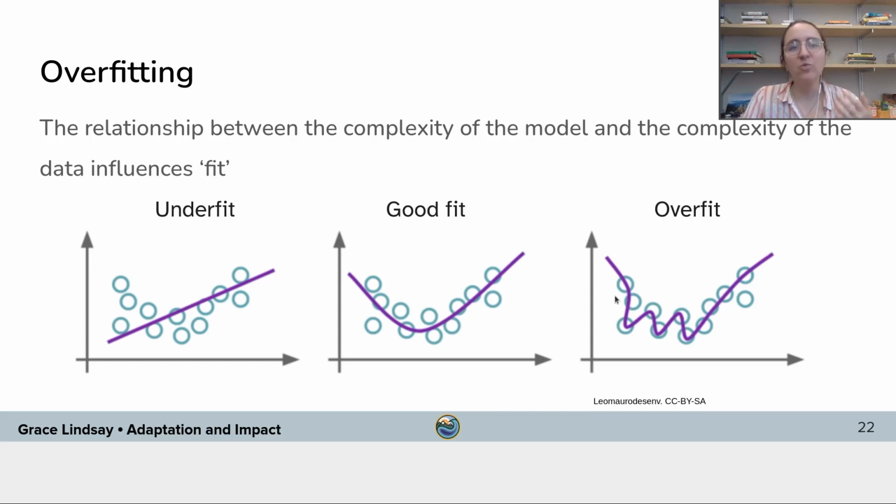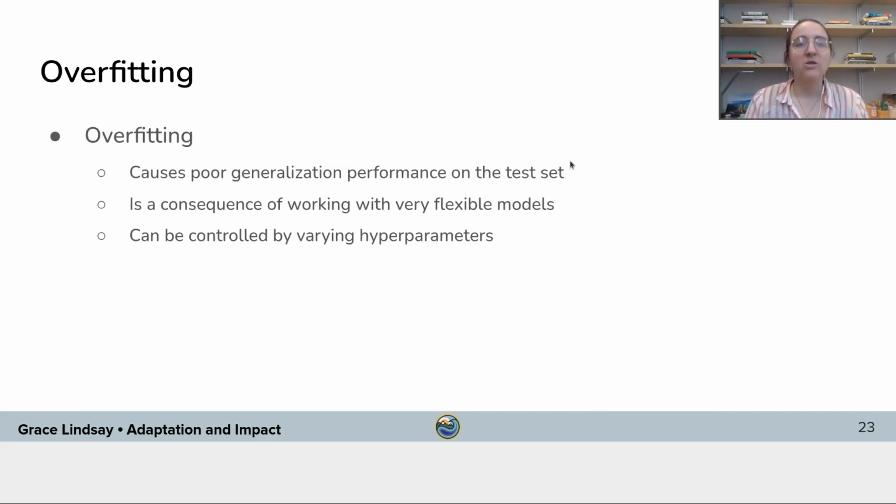So you want to always be careful about matching the complexity of your model to the complexity of your data, which is hard because you don't always know what the true relationship is. But when you have more expressive models like artificial neural networks, they have all these parameters in them. You can get these really deep architectures. They can learn to fit almost any function. And it's really important that you're not actually overfitting to your training data. So overfitting will cause poor generalization on the test set, as I talked about. And it's a consequence of working with very flexible models that have enough parameters to really try to capture every point in the data set, in the training data set. And so you have to be careful to try to prevent overfitting.